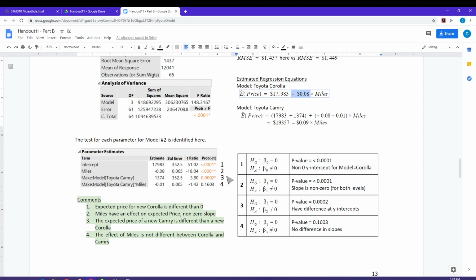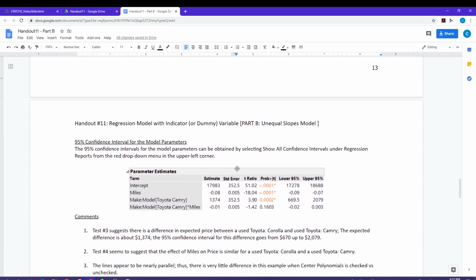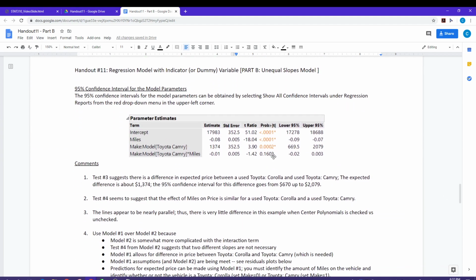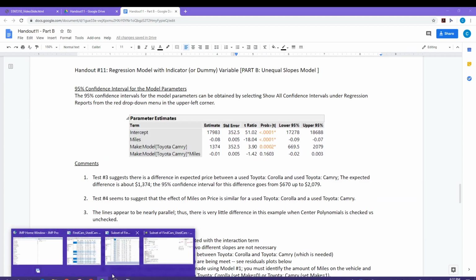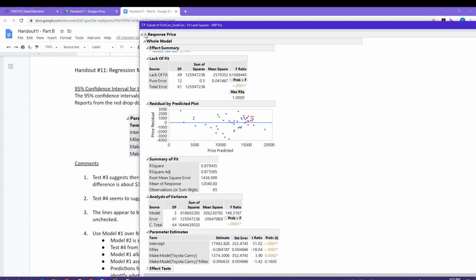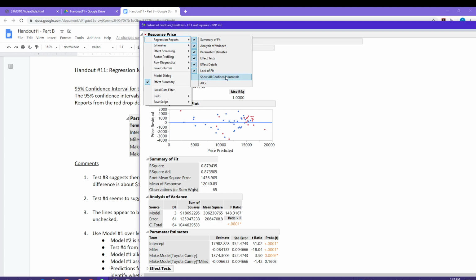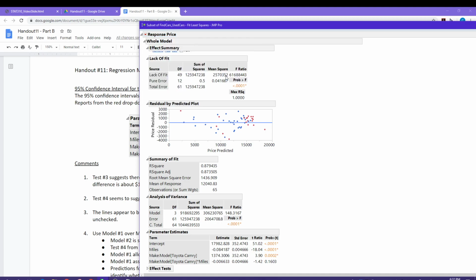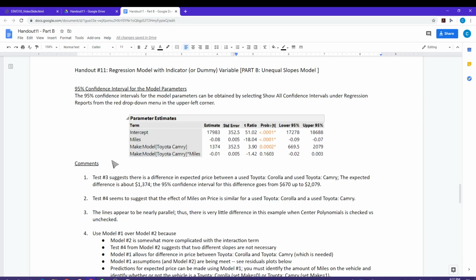This third one, though, is significant. So that is saying I do have a price difference between a Camry and a Corolla. It's just that the price difference doesn't change as a function of miles. We can also obtain the 95% confidence intervals. Let me just show you where that's done, because that's kind of hidden up here. I would go under regression reports and say show all confidence intervals. And that will give you the 95% confidence intervals for each of those parameter estimates.